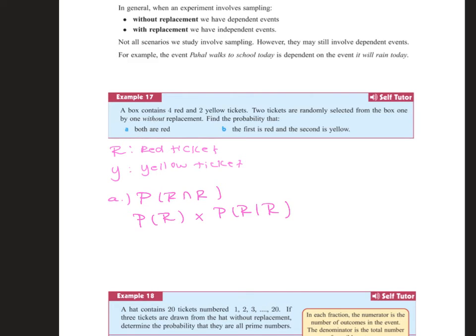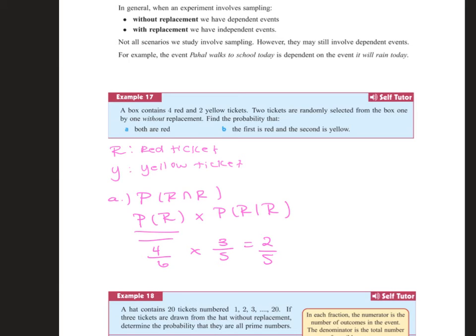So the probability that I get a red is 4 out of 6. And then the probability that I get a red given that I got a red the first time is going to be 3 out of 5. And then you multiply those two fractions together, and you reduce and you get 2/5. Remember, you can always turn that into a percentage or leave it as a decimal.